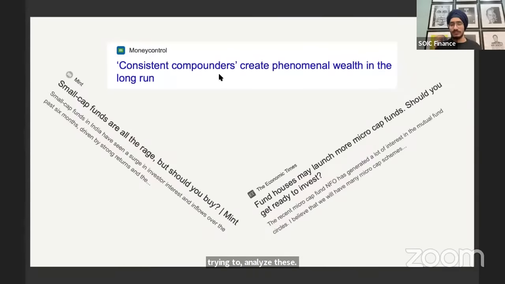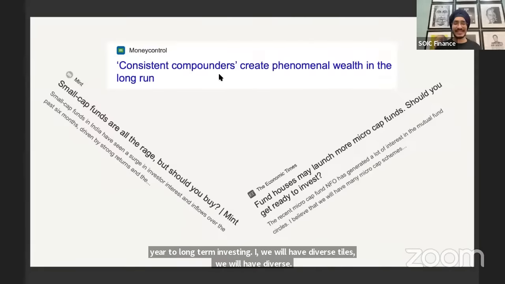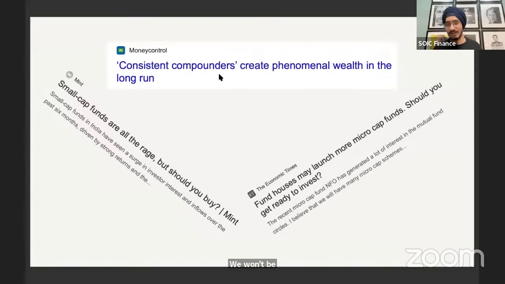So the idea of both the products, 1 year and 3 year, तो जो long term investing का idea है कि we will have diverse styles, we will have diverse caps. We won't be micro cap, we won't be large caps, we won't be mid caps, we won't be small cap. We will just be focusing on business cap, right? That is what is the business story.